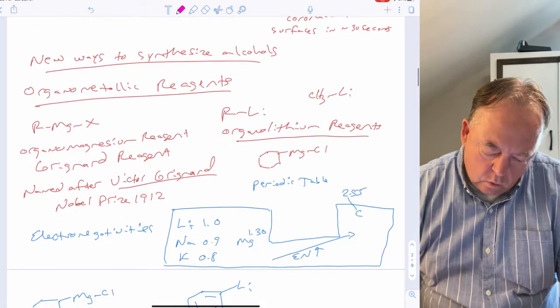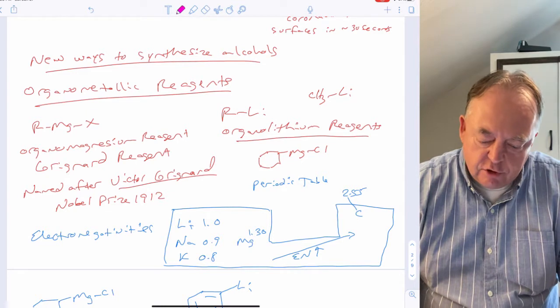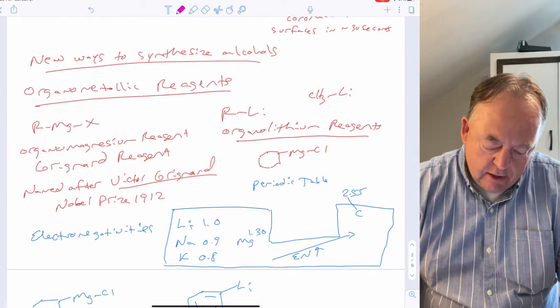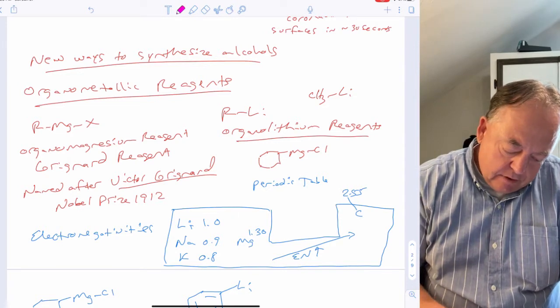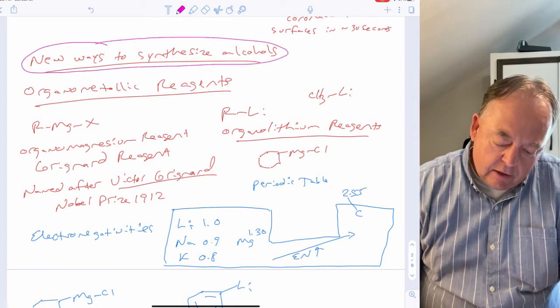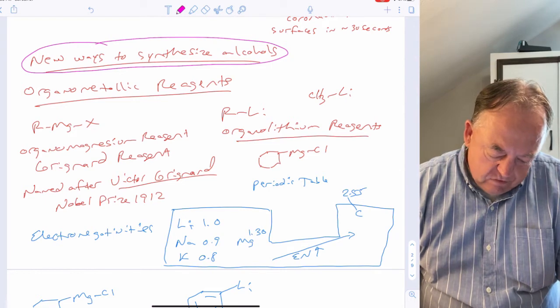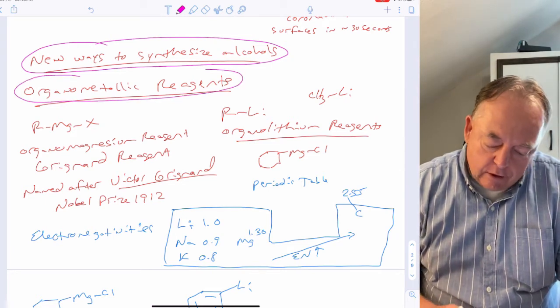This is one of the reasons why chemists have a big interest in being able to synthesize alcohols, because they have so much utility. In this chapter, we'll look at some new ways to synthesize alcohols. We're using what are called organometallic reagents.